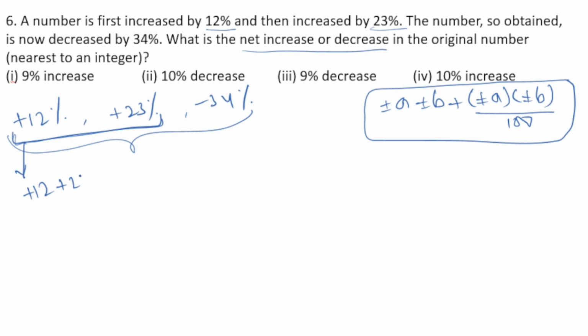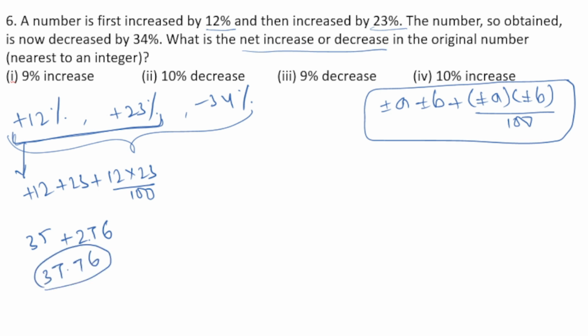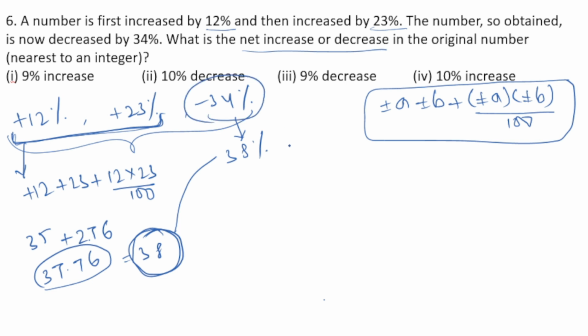Plus 12 plus 23 plus 12 into 23 divided by 100. It is 35 plus 12 into 23 is what? 3 into 2, 6. 3 plus 4, 7. It is 276 by 100. It is 2.76. It is 37.76. So we will round off this one. It is 38. So this is the obtained percentage for the first two percentage changes.